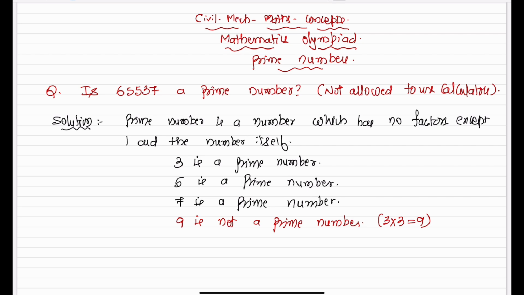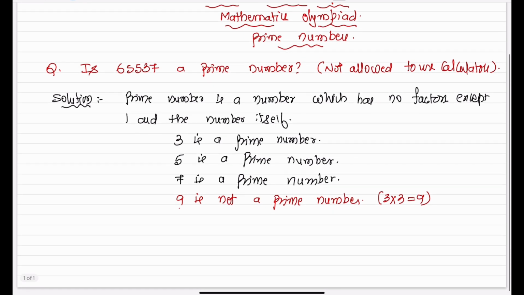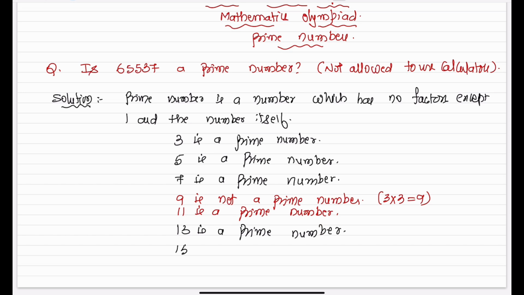That means not all odd numbers are prime numbers. 11 is a prime number. 13 is a prime number. 15 is not a prime number.